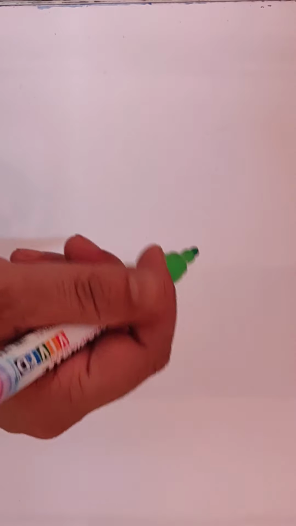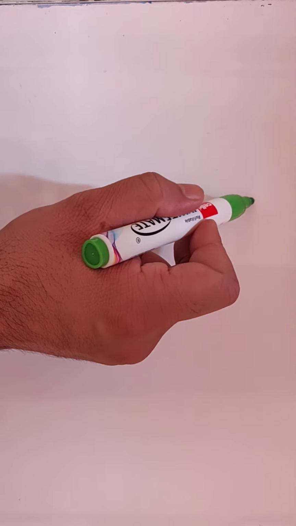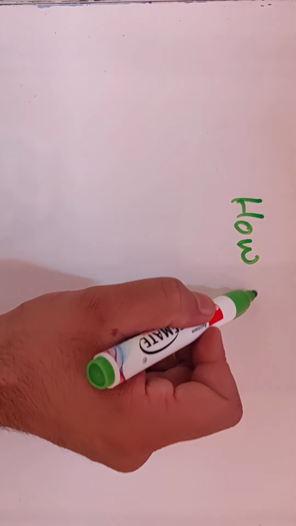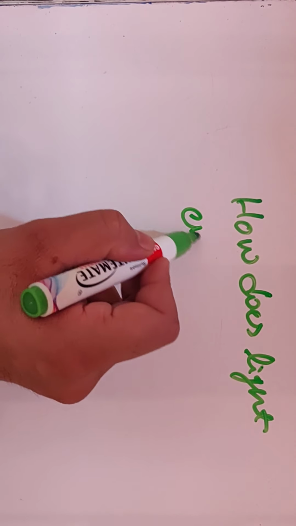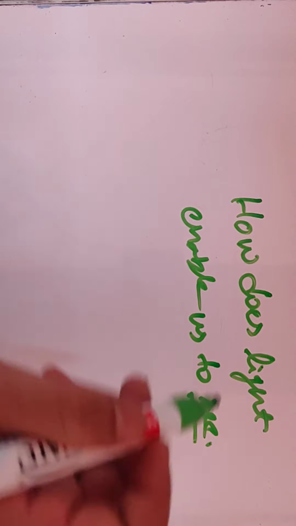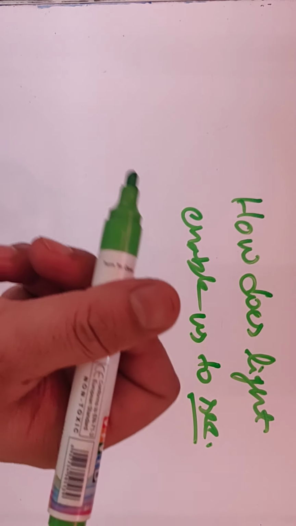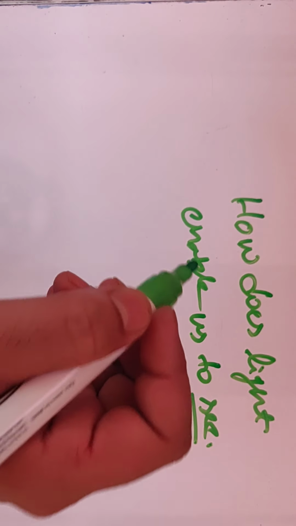Light, as we know, the sun is the ultimate source of light energy, but we are particularly more interested in the features of light. So how does light enable us to see? Let's say, for example, you are seeing this marker. So how are you able to see this?